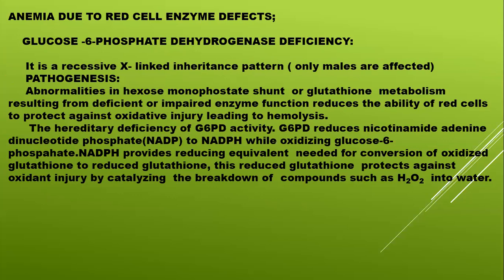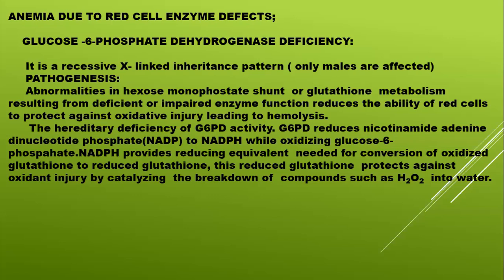Another anemia due to red cell enzyme defects is glucose 6-phosphate dehydrogenase deficiency. It is a recessive X-linked inheritance pattern. Only males are affected here, and the pathogenesis is abnormalities in the hexose monophosphate shunt or glutathione metabolism, resulting from deficient or impaired enzyme function. This reduces the ability of red cells to protect against oxidative injury, leading to hemolysis.